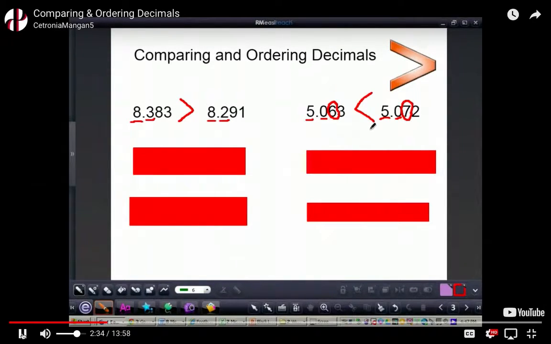So as you can see with both of my symbols, with the two numbers on the right hand side and also the two numbers on the left hand side, the symbol is open to each number that is greater.